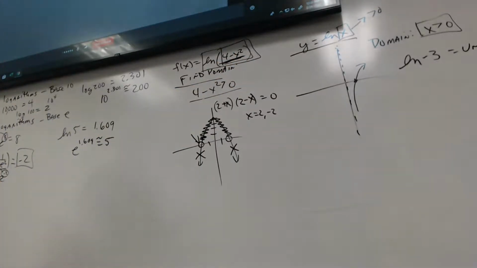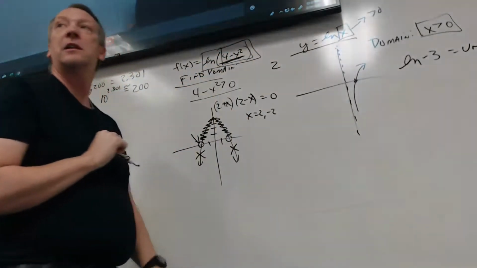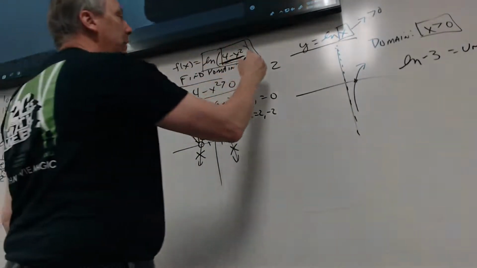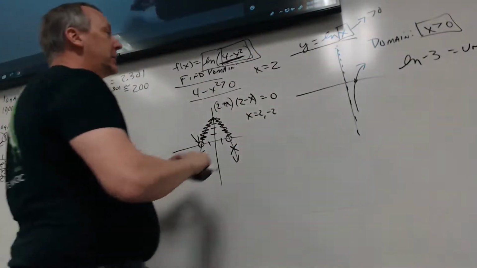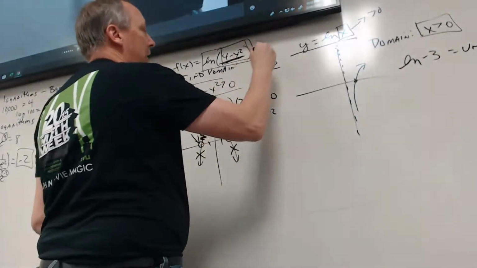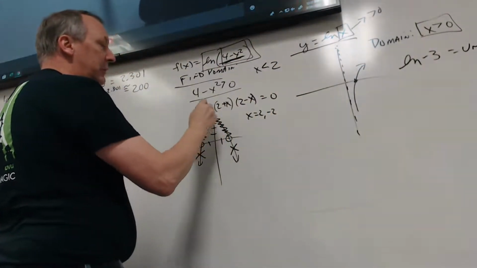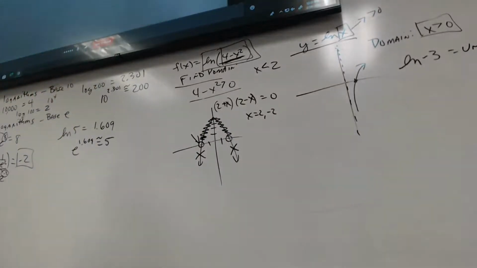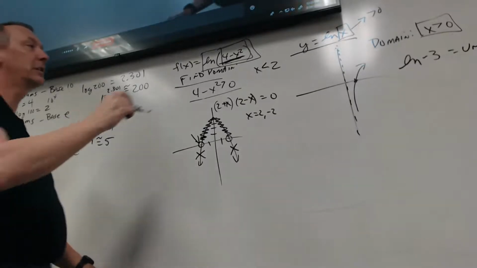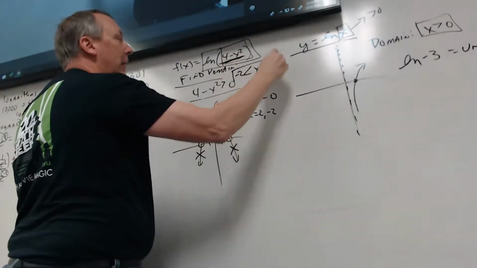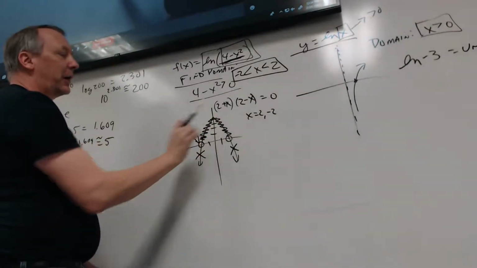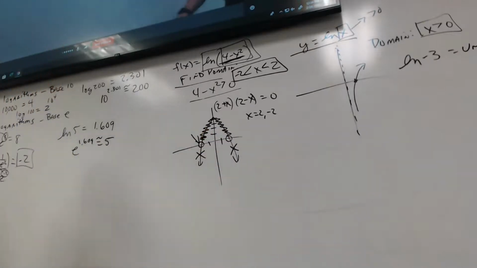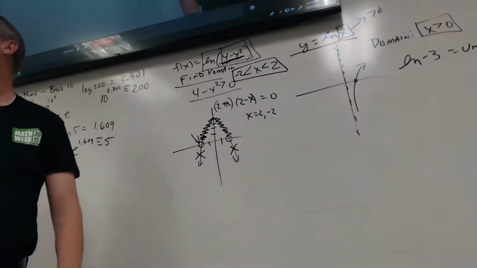Cameron? 2. The domain is 2? So x can equal 2? Is that what you're saying? No, x is less than 2. X has to be less than 2, and it's also got to be greater than negative 2. That's your domain. You can only take these values here because that's where it's positive. Values beyond that are negative, and I can't take the log of a negative number.